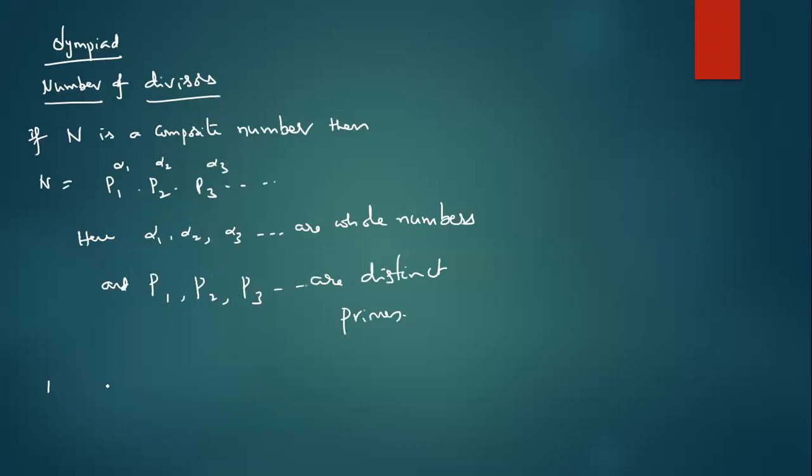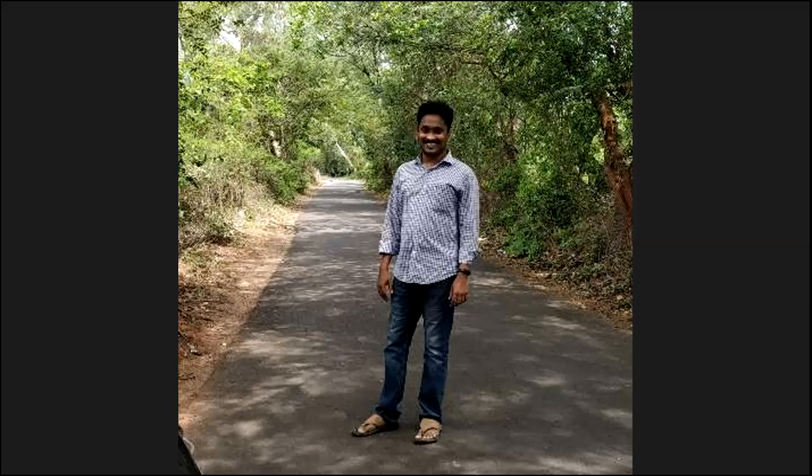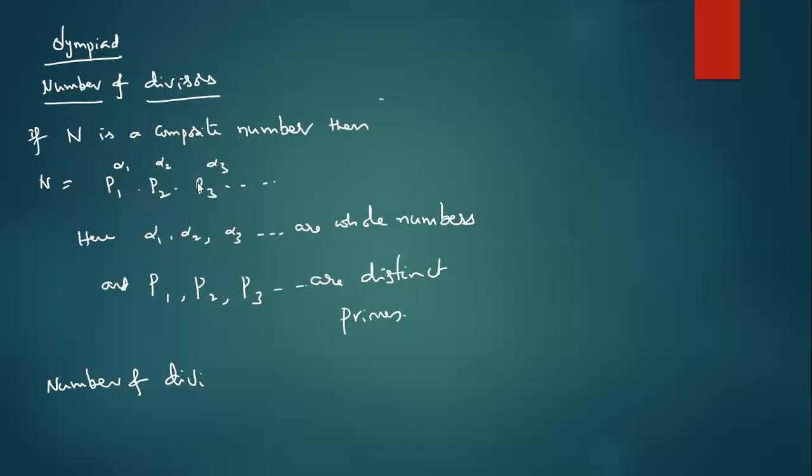Number of divisors. What is the symbol? No, see. Okay. Number of divisors. What is the formula? Just a minute.